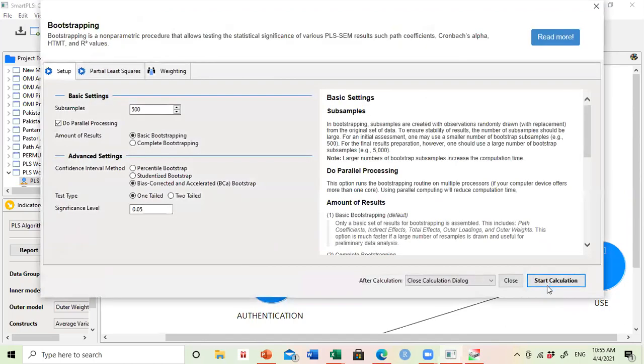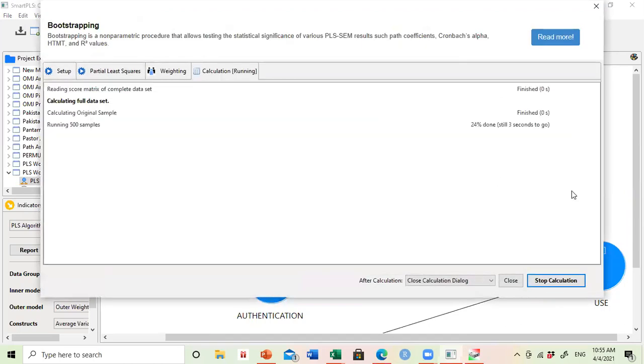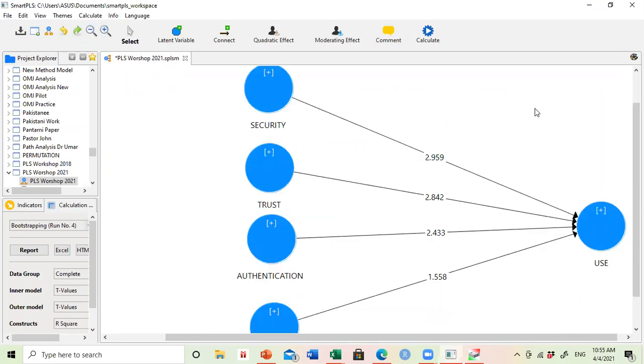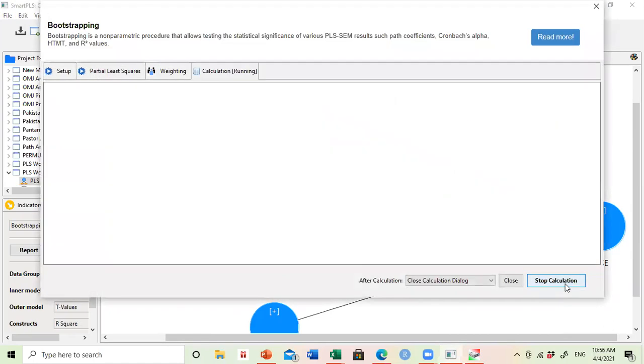All right, so let me just click it and we go back and look at it. Please just understand this one. Look at these numbers. Security has 0.959 in the first run. Please take it at the back of your mind. Now we want to run the bootstrapping again.